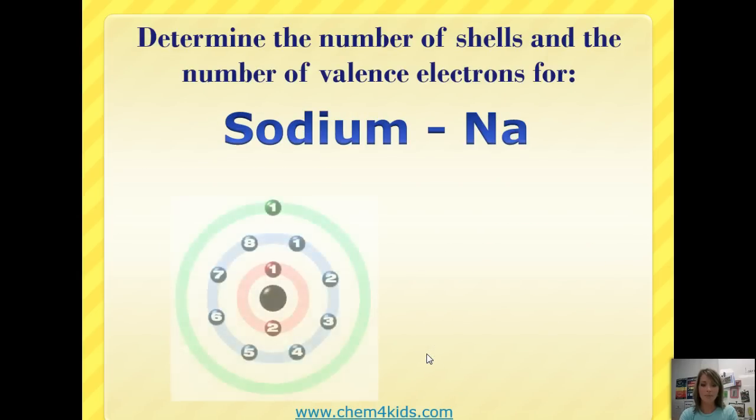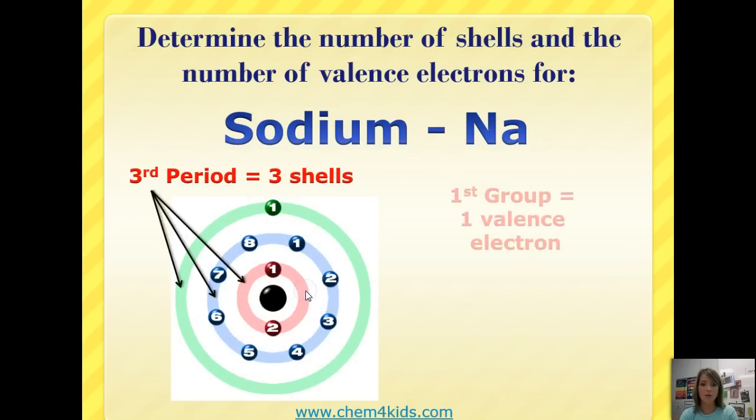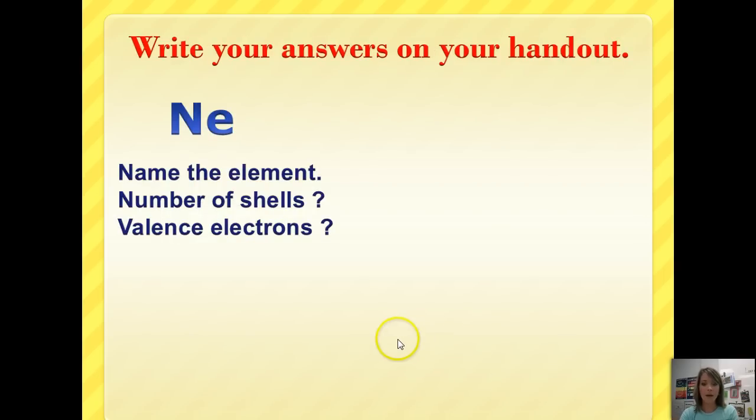For sodium, sodium has 3 energy levels, 1, 2, 3, because it is in the third row, the third period, and it's in the first group, so it has only 1 valence electron. So hopefully you're getting the pattern. The row tells you the number of energy levels, the period, and the group or the column tells you the number of valence electrons.